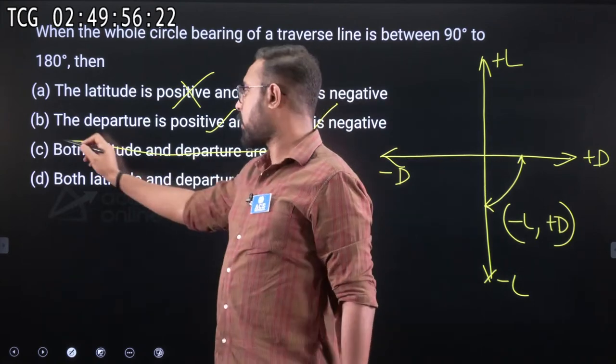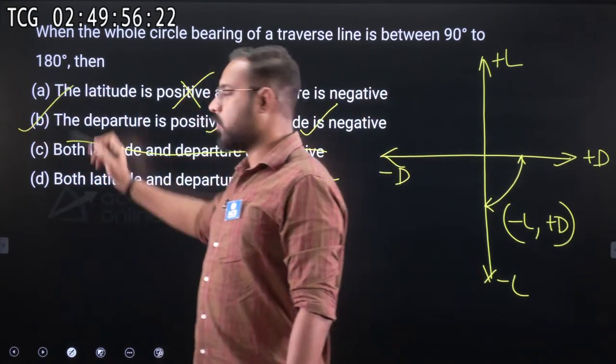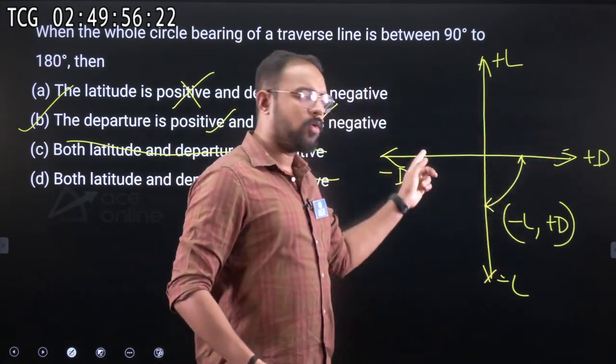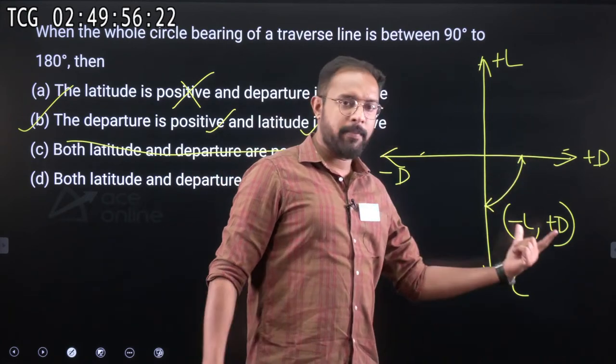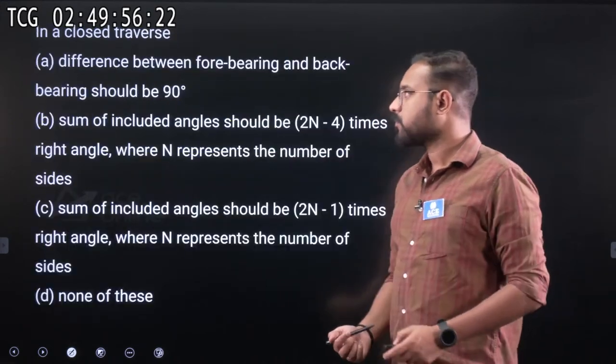Both latitude, departure, positive, wrong. That is first quadrant. Both are negative. That is third quadrant. The answer is option B. Simple logic only. Okay. 0, 90, 180, 270. Between 90 and 180, the latitudes would be negative, departures would be positive.